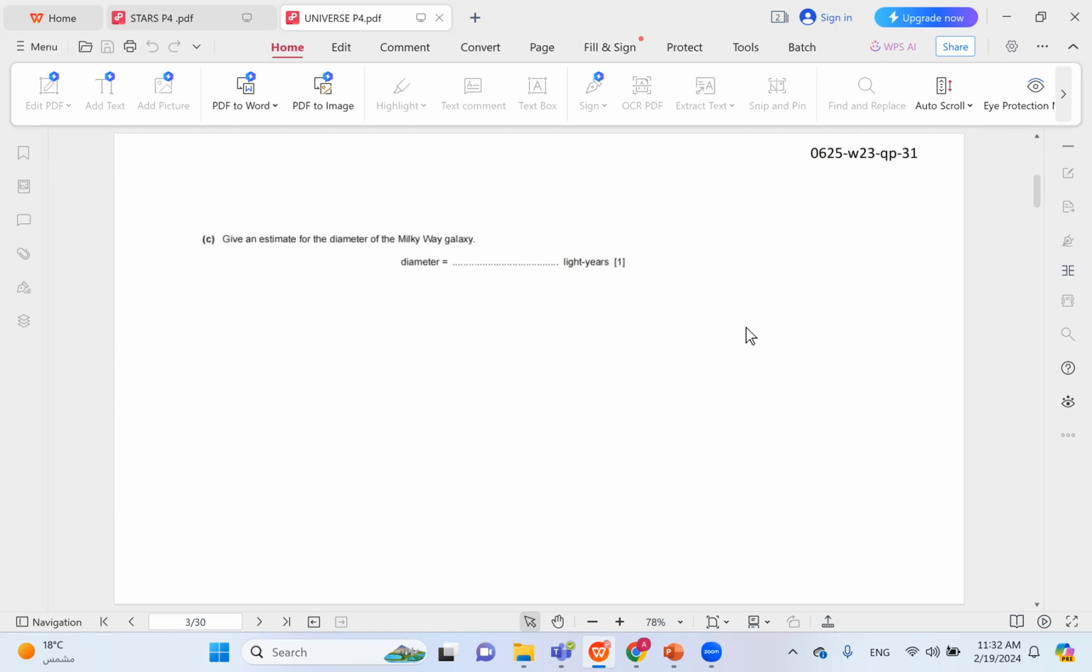Give an estimate for the diameter of the Milky Way galaxy. So the Milky Way galaxy has a diameter of approximately 100,000 light years. This is something you need to know as a piece of information. It would take light approximately 100,000 years to cover the diameter of the entire Milky Way galaxy.